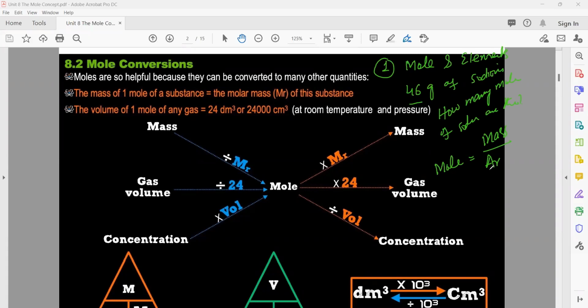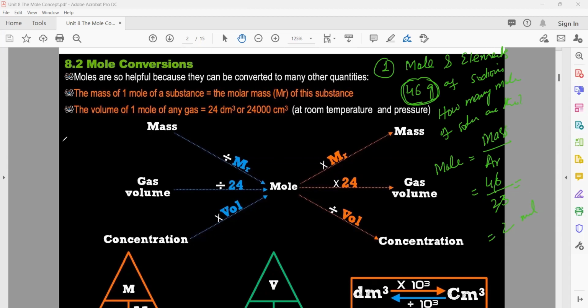Okay. For example, what is the mass given here? Mass is given 46. You will write 46. Now see the periodic table. What is the relative atomic mass of sodium? That is 23. So divide it. So answer will be 2. So it means that if they will give you 46 gram of sodium, how many moles of sodium will be there? 2 moles.